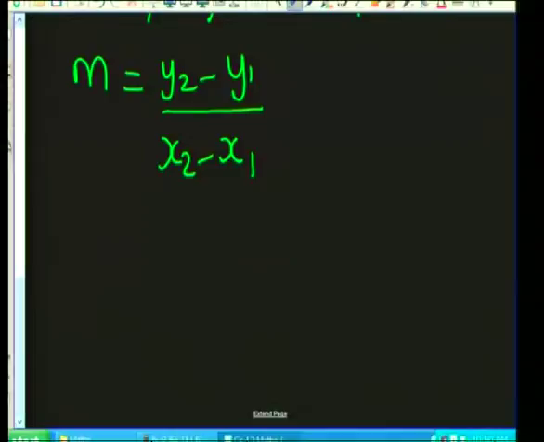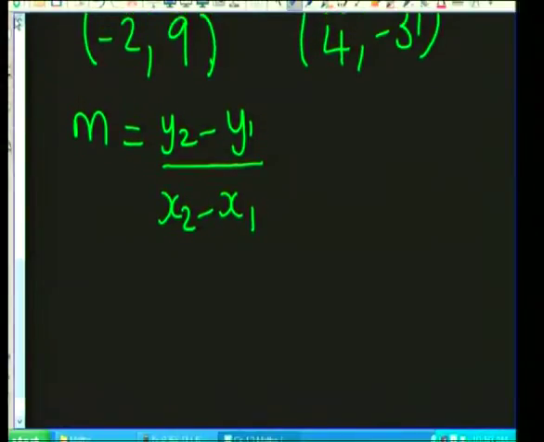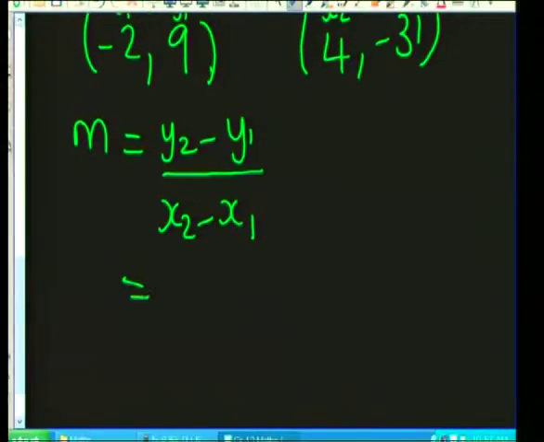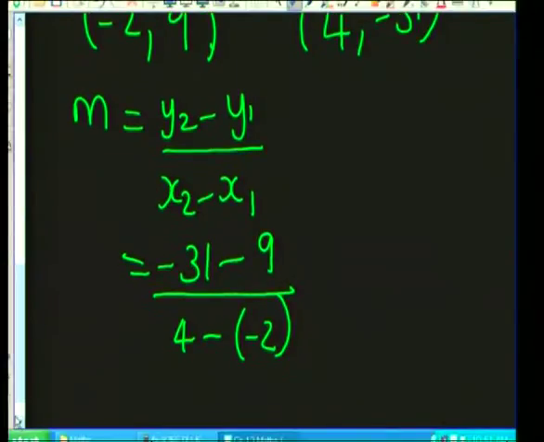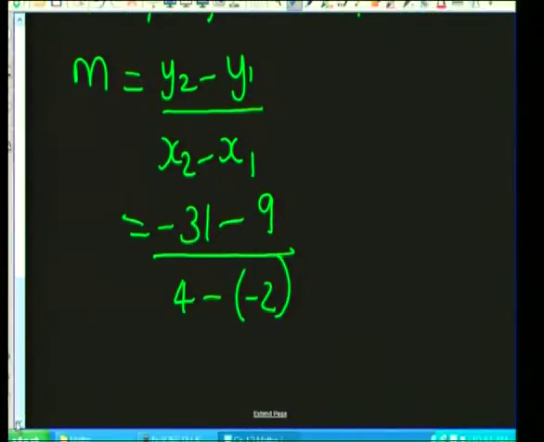So let's continue. Let's just take it up so we can still see our coordinates. There we are. So that's minus 31 minus 9 over 4 minus 2. Don't forget to put the bracket there, because if you don't put the bracket, you end up having a positive, and having a positive is not going to give you the correct answer. Let's continue. That would give you negative 40, and that would give you 6.